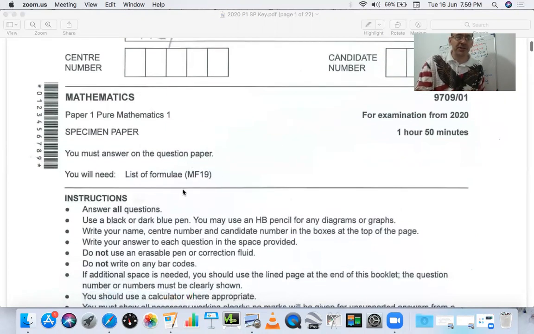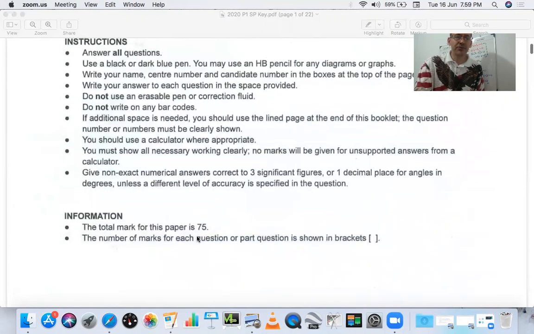Here you also see the new formula sheet. The F19 is the updated formula sheet that you should be using. And we also see that it is still 75 points total mark for this paper.